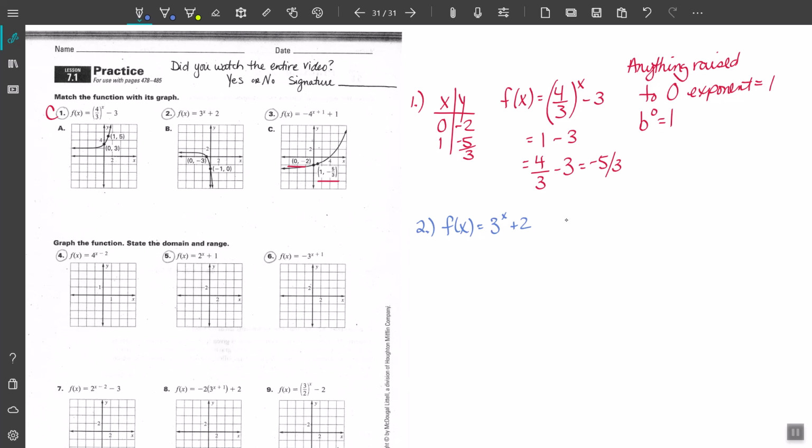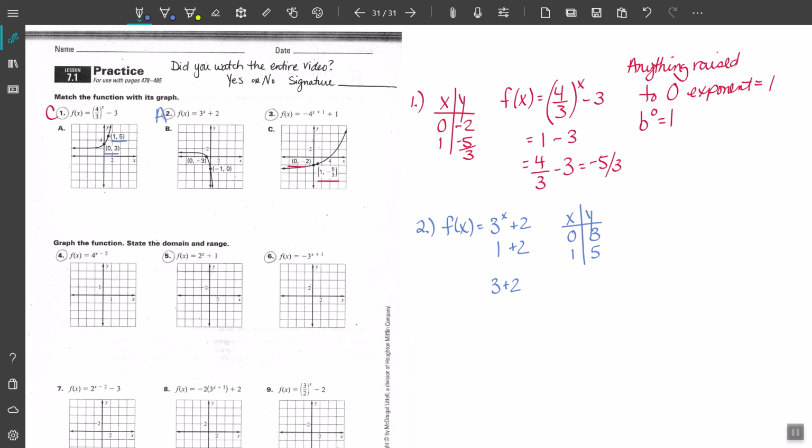We'll make our XY table. And again, we'll try x of 0 and x of 1. X of 0: 3 to the 0 power will be 1, plus 2 is 3. And then 3 to the first power will just be 3 itself, plus 2, which will give us 5. Come over and match those points, and we can see those points right here on graph A. So number 2 is going to match with graph A.